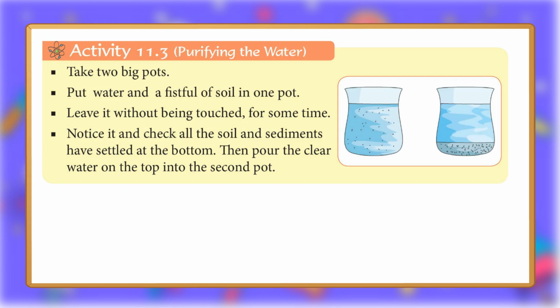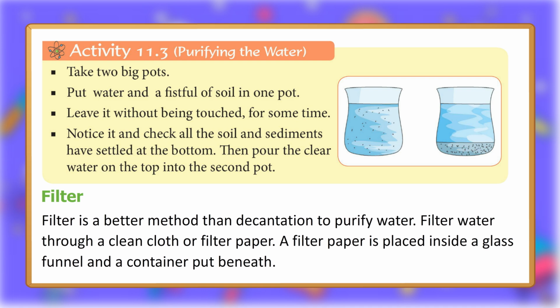Activity 11.3. Purifying the water. Take 2 big pots. Put water and a fistful of soil in one pot. Leave it without being touched for some time. Notice it and check that all the soil and sediments have settled at the bottom. Then pour the clear water on the top into the second pot. Filter. Filtering is a better method than decantation to purify water. Filter water through a clean cloth or filter paper. A filter paper is placed inside a glass funnel and a container is put beneath.